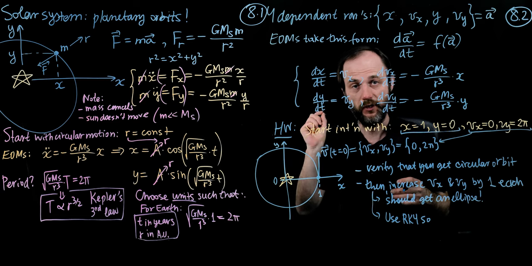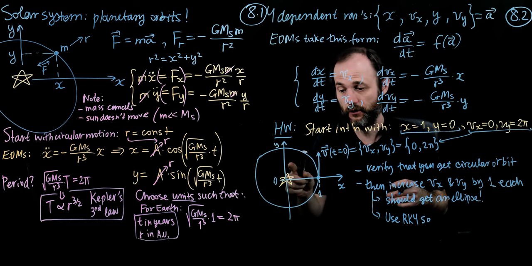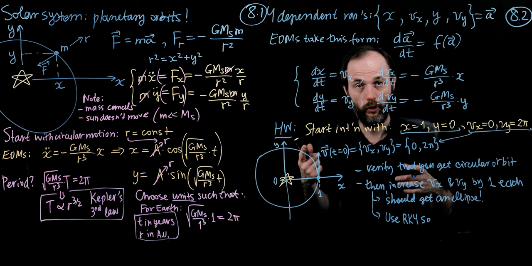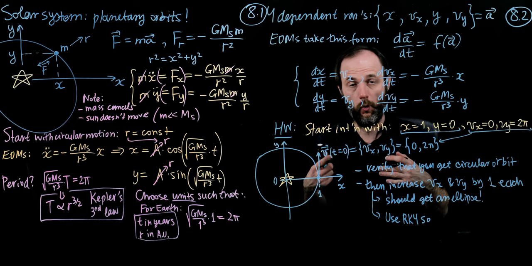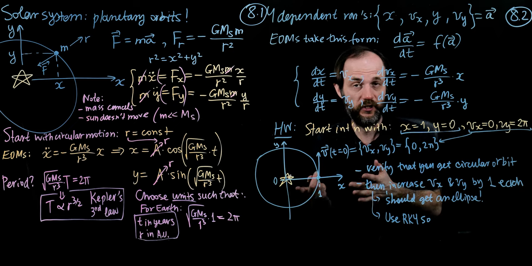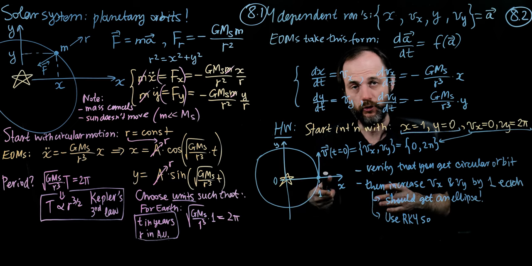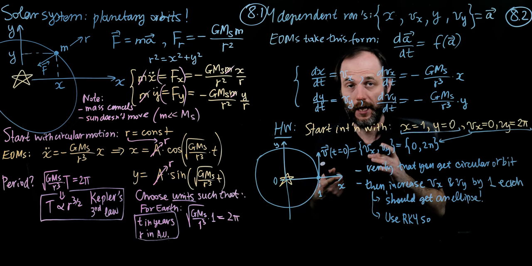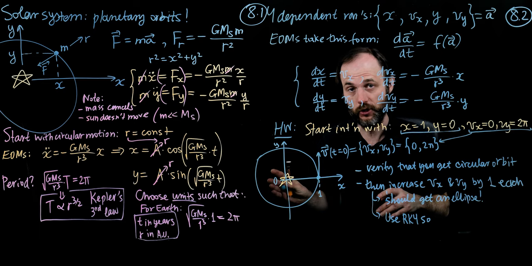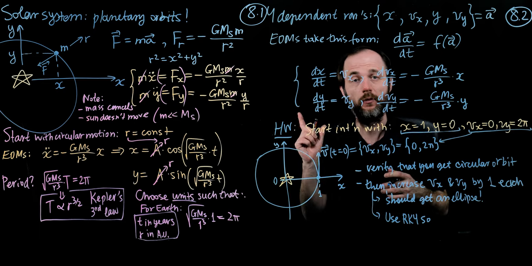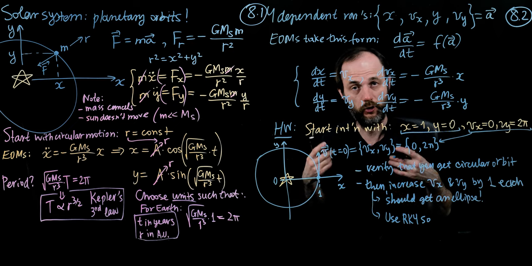So if the gravity is only from a single point source, which is a star, then our planet's orbit will be an ellipse or a circle, which is a specific case of an ellipse, as long as the planet is bound to the star. There could, of course, be parabolic and hyperbolic orbits, which we will not get into, but you're welcome to ask me questions. But those orbits are not bound. They will fly away eventually to infinity.